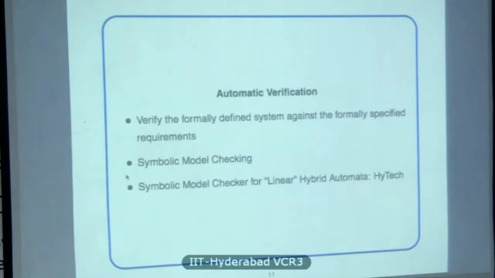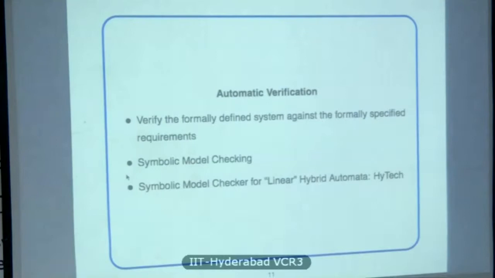Now comes the algorithm. You have the nice formal model, which is the hybrid automaton. You know how to formally specify the requirements, right? Now matching the formal specification of the system against the formal specification of the requirements is an algorithmic activity. And that is automatic verification, right? And model checking. So verify the formally designed system against the formally specified requirements. Symbolic model checking is one of the approaches for this. So there is a symbolic model checker for linear hybrid automata called HyTech, which has been around for almost 15-20 years now. We'll see that in the application, the case study that we did, we'll use this particular symbolic model checking tool for that case study.